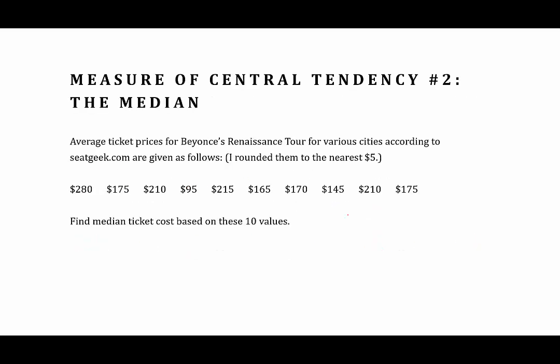Let's look at another example. This time I have 10 values, so this one we have to do a little more math, so if you have that calculator, make sure it's working. All right, I just looked up average ticket prices for Beyonce's Renaissance tour for various cities, and this is according to SeatGeek.com, so I don't believe these are actually the prices, but that's what the website said. I also did round them to the nearest $5.